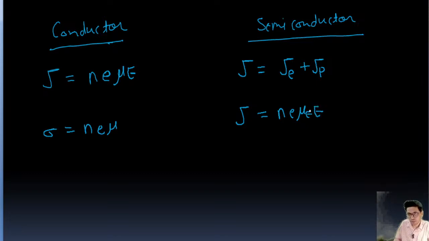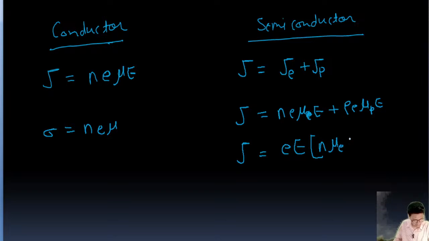Mu is the mobility of electrons, mu E, plus P e mu P, where mu P is the mobility of holes. Or J is going to be equal to, here we can take E common. E is the charge on the electron and capital E is the electric field. E we have taken common, then it is N mu E plus P mu P.